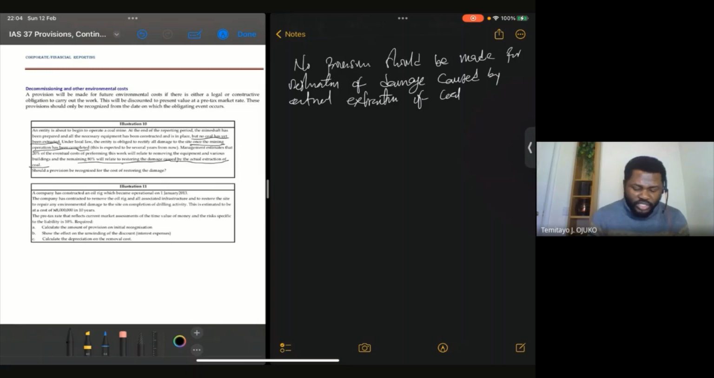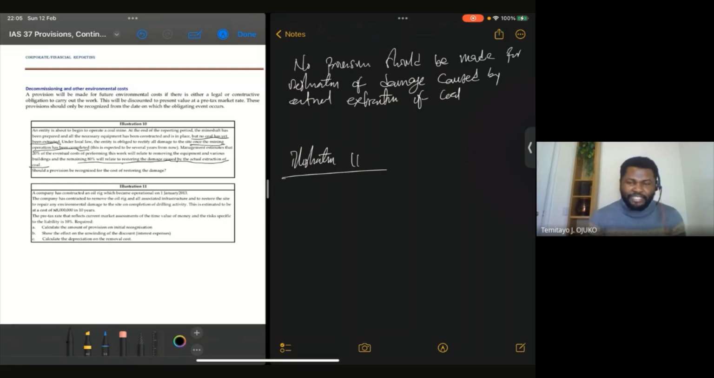Then I go to question illustration 11. Now, a company has constructed an oil rig which became operational on 1 January 2013. The company has contracted to remove the oil rig and all associated information and to restore the site to repair any environmental damage on the site on completion of the drilling activity. This is estimated to be at a cost of 8 million in 10 years. That is a future cost.